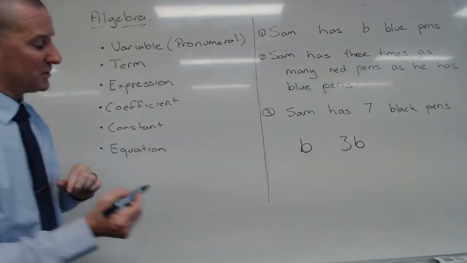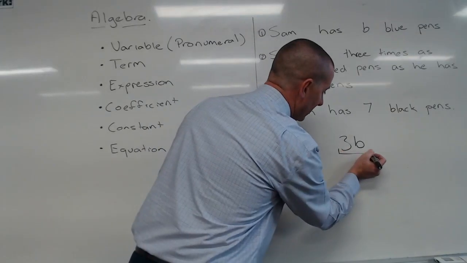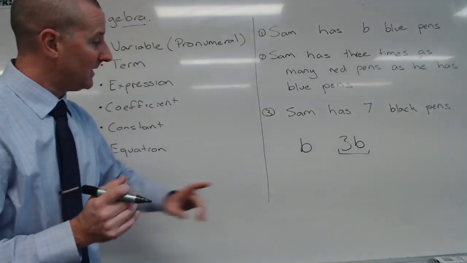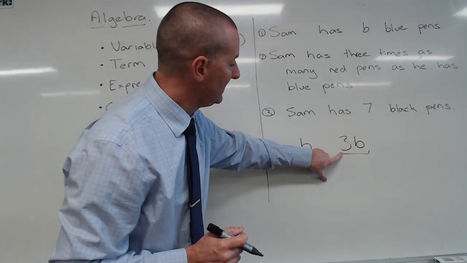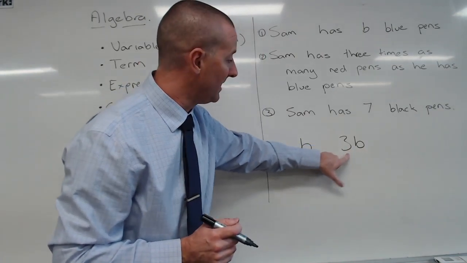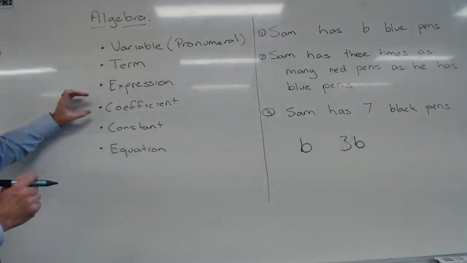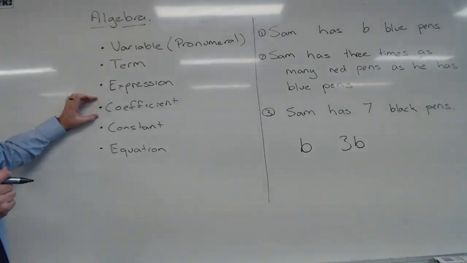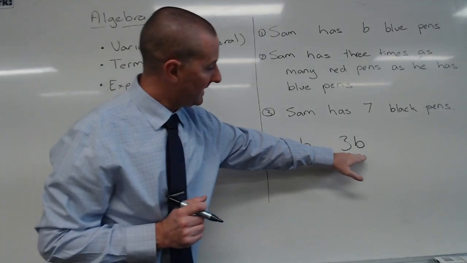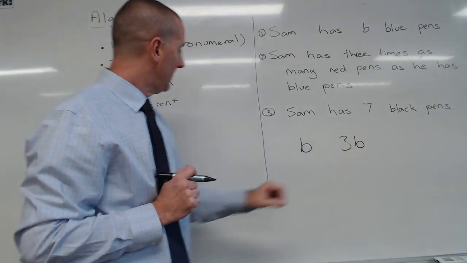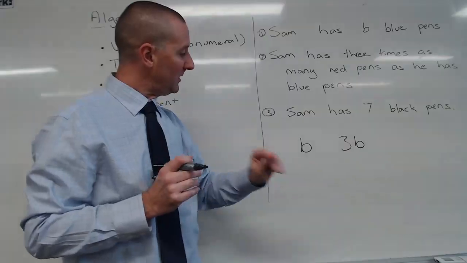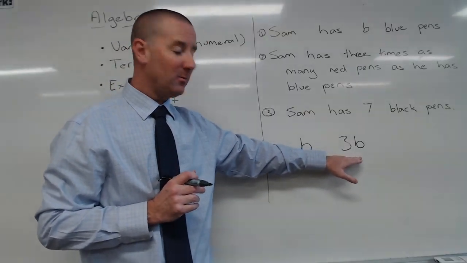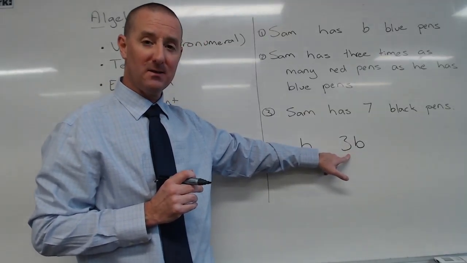Now in the second term, so we're looking at 3B, you can see I've added something extra. I've got a number in front of my variable. In this case, when we have a number in front of a variable, that's referred to as a coefficient. So in that second term, 3B, the coefficient is the value 3. So when you're asked what the coefficient is, you'd be able to say the coefficient is 3.